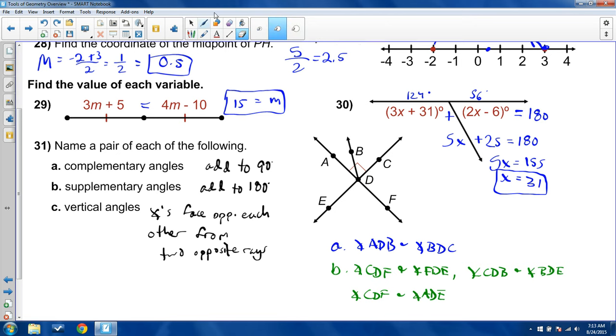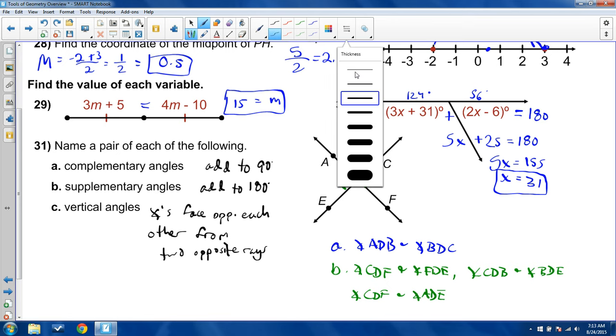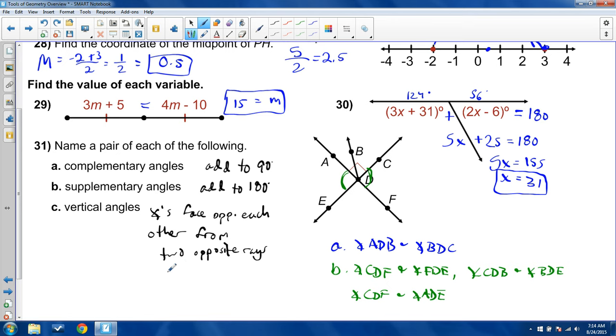Okay, vertical angles. So the one I just drew, actually, I just erased it. Let me bring it back. This is an example of vertical angles. They're angles that face opposite each other. Notice that this one faces this way, this one faces this way. And the angles are formed by two pairs of opposite rays. So here's a set of opposite rays, DF and DA, and then DE and DC are also opposite rays.